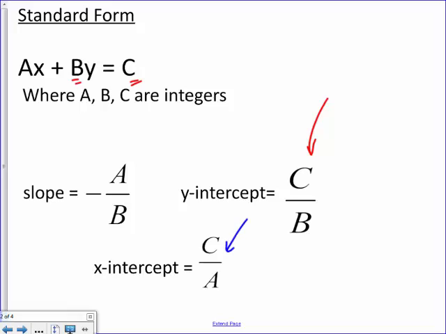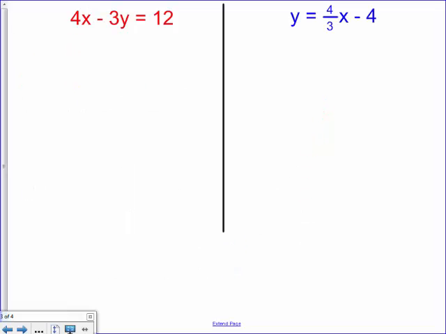If I want the x-intercept, I take the number that's by itself and put it over the number in front of the x, c over a. And if I wanted the slope, I just negate it and I put the a over the b. Let's practice that once. Okay, so write those down. That's super important. So let's practice.